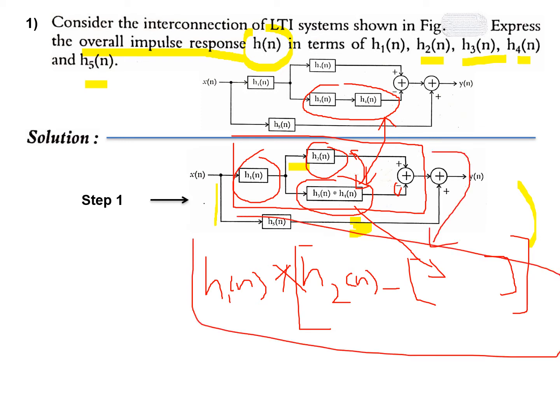Okay, now that is in parallel, because that output is added to this h1 of n. So this will be added to h phi of n. So this is the overall impulse response, as you can see.